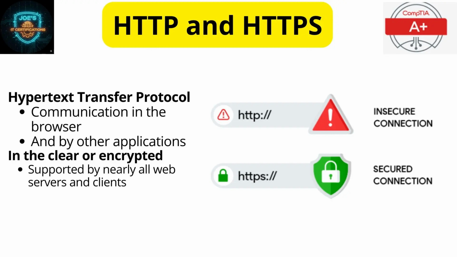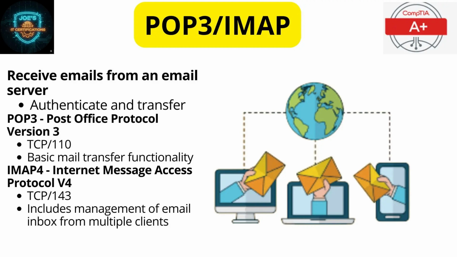If you're using an email client on your computer or on your mobile device, you may be receiving emails using a number of different protocols. Two of the more popular protocols are POP3 and IMAP. POP3 is the Post Office Protocol version 3, and it commonly uses TCP port 110 to be able to transfer data down to your computer.